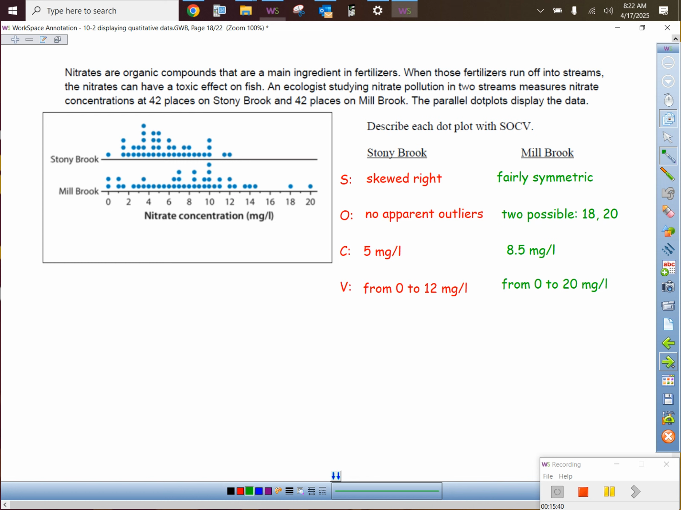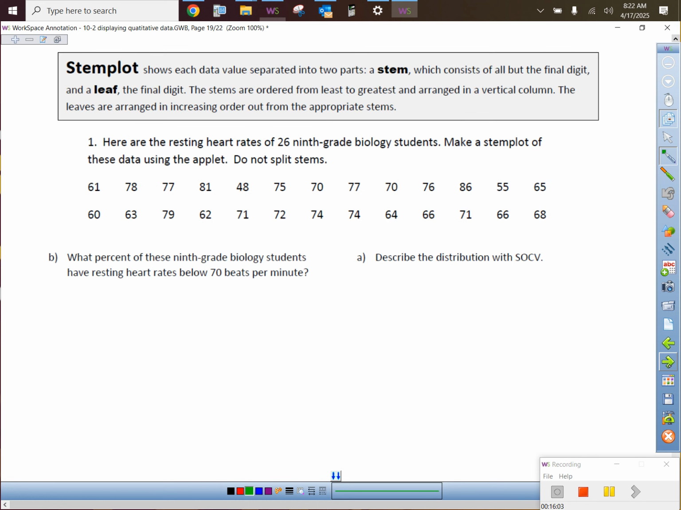Are we cool with SOCV? Shape, outliers, center, and variability. If we put stuff into the applet, it will tell us the center because that is the median in that case. So, all right. So that was dot plots. Let's make a stem plot.